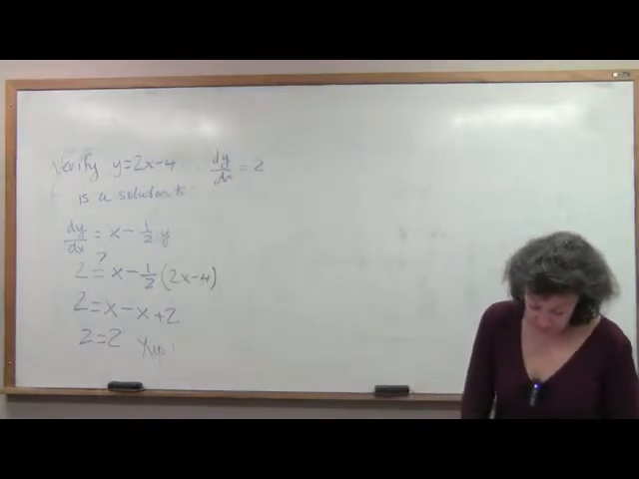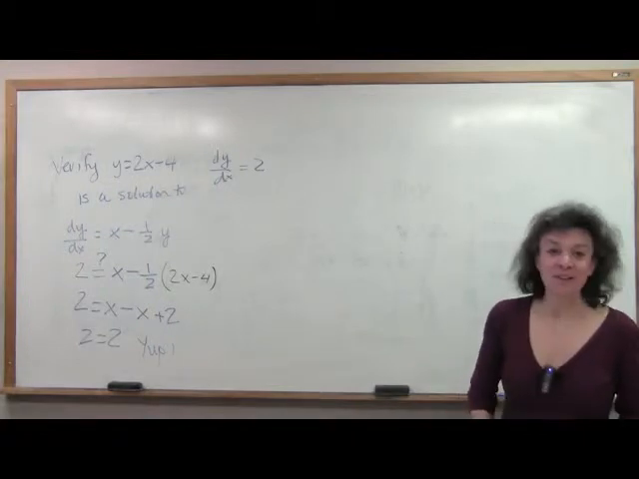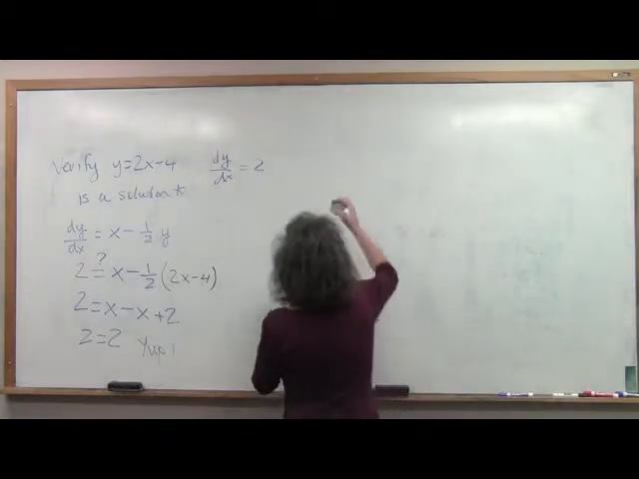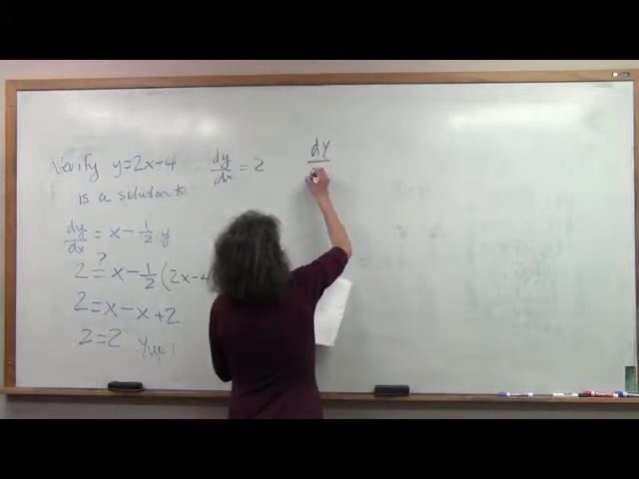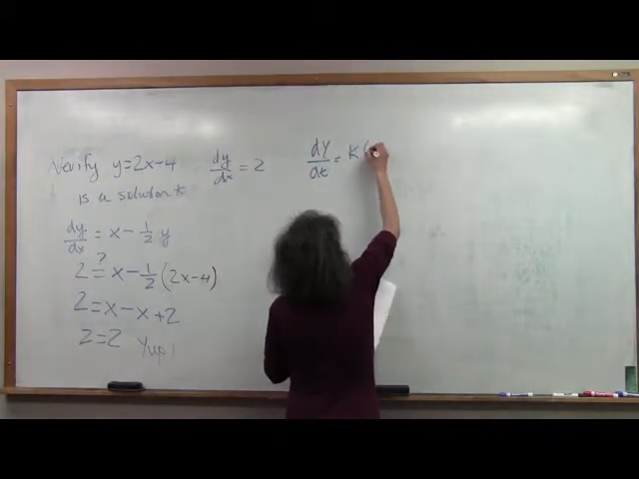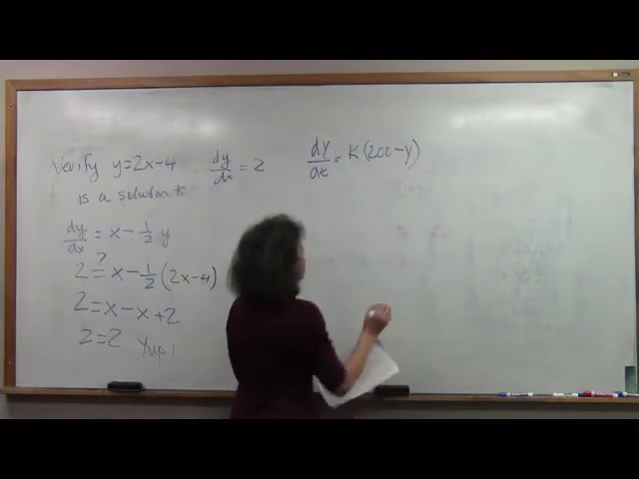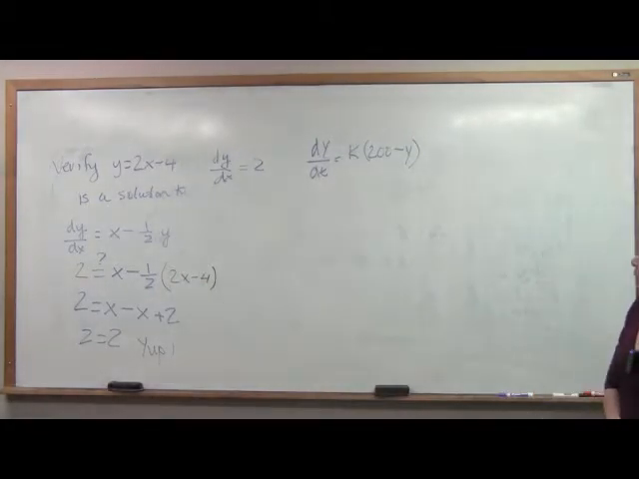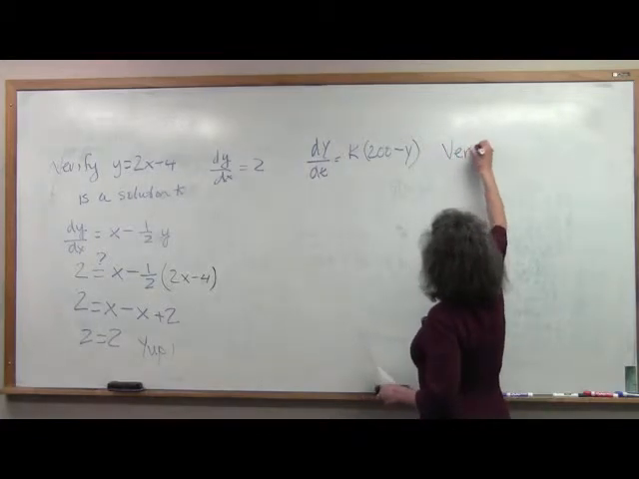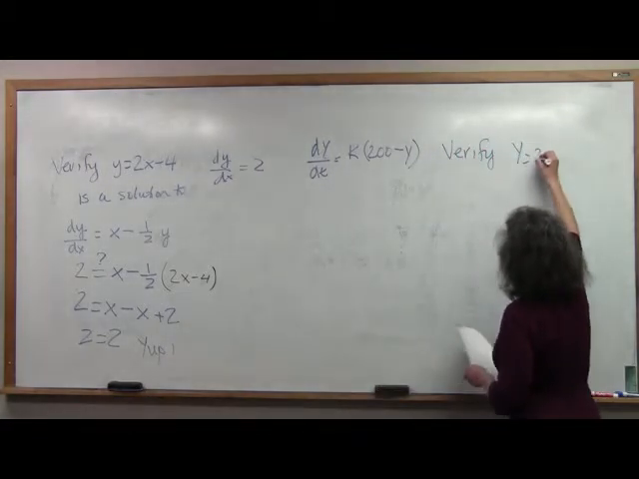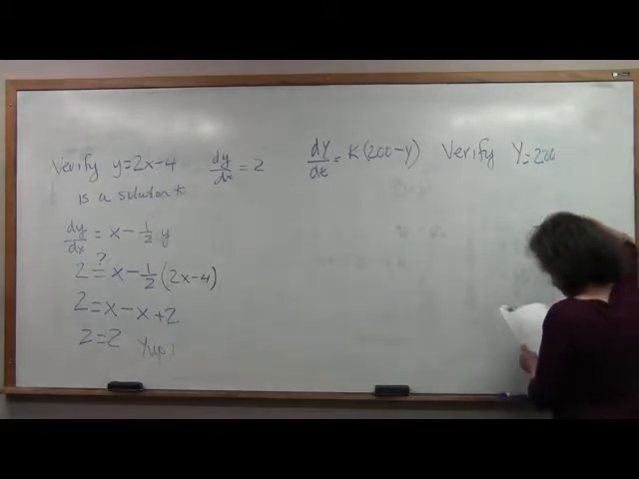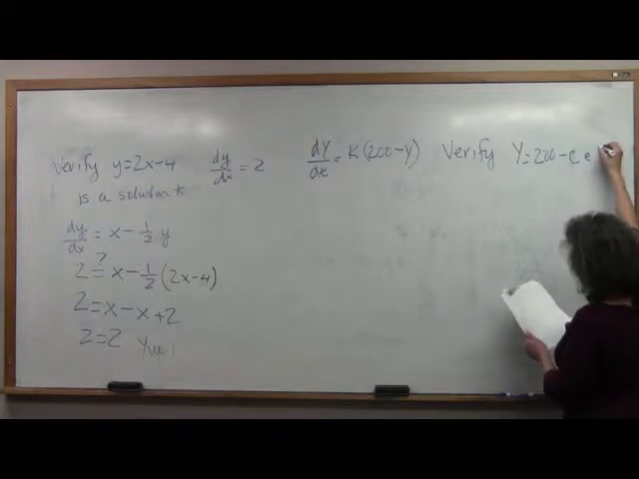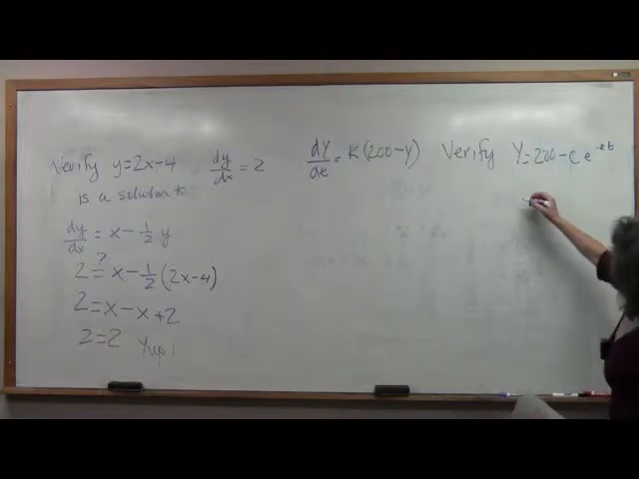All right, so let's go back to that yam example. Recall that yam example. We got the differential equation dy/dt was k times 200 minus y. That was the differential equation that we found just moments ago. Now what I want us to do is to verify that y equals 200 minus c e to the negative kt is a solution.